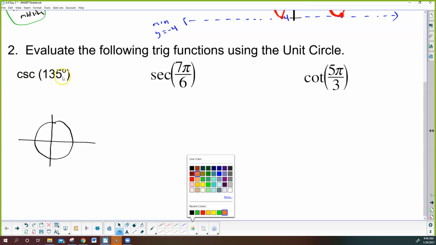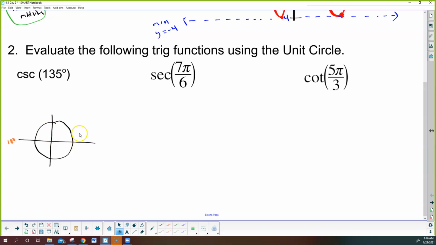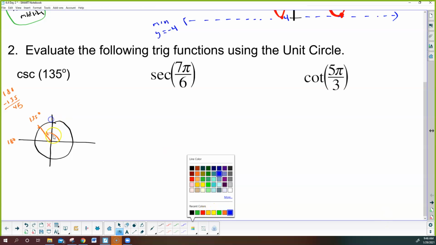I need cosecant of 135. Well, the first thing is I have to figure out where is 135. Well, here's the way my brain works. I know that this is 180, halfway. So if I take 180 minus 135, what's left over is 45. All right, so then I'm going to go 45 degrees from this x-axis. But that would put me right here. Here is 135 degrees, right? If I graphed from here to here. But what we want is we know that this is a 45-degree reference angle right here.